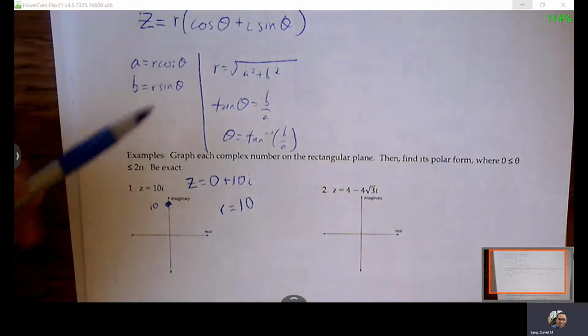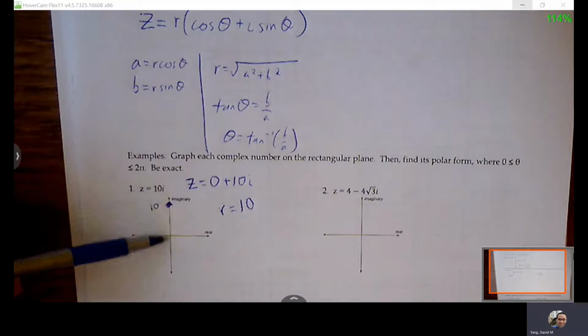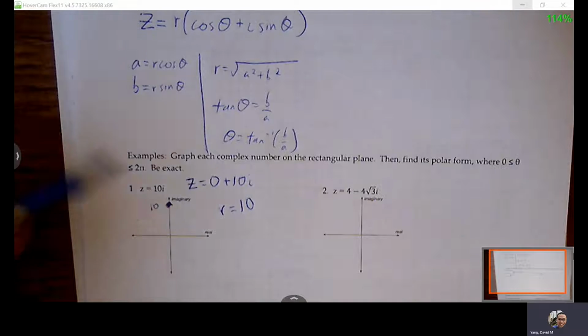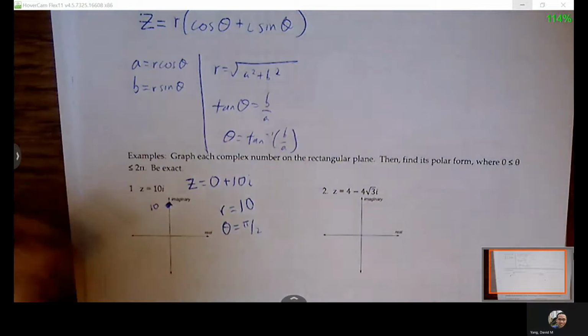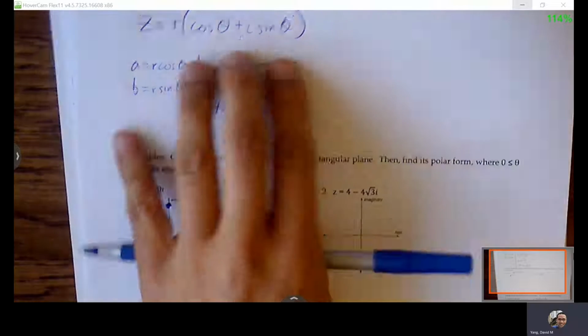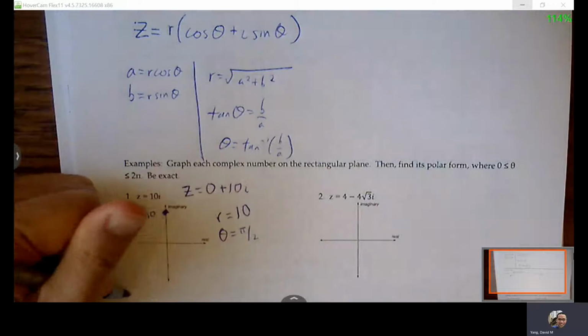And theta, what's the angle measure? I don't think we have to go through tangent, right? What is that theta measure? Right on the pi over 2. Yeah, so theta is pi over 2. So that's all we need. Once you have r and theta, you can just put it into your polar form here.